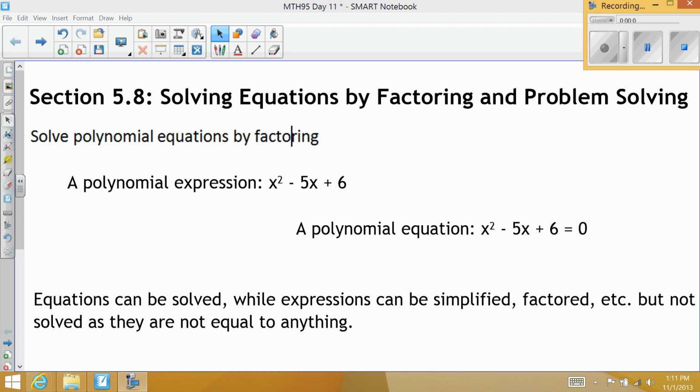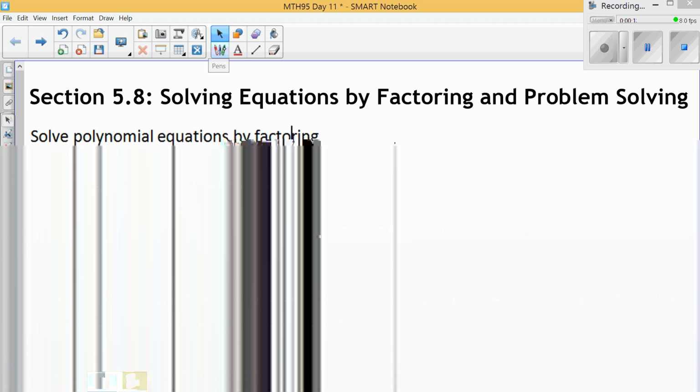Okay, this is why we made you learn how to factor. We're going to solve equations by factoring. So these are mostly going to be quadratic equations, which could be solved with the quadratic formula, but if they factor, solving by factoring is much more efficient.